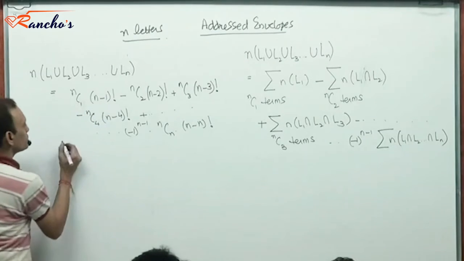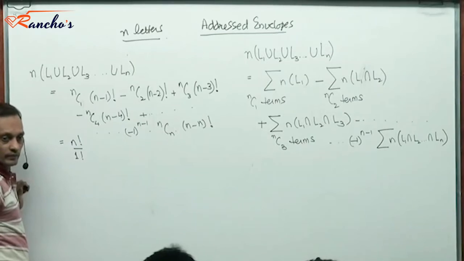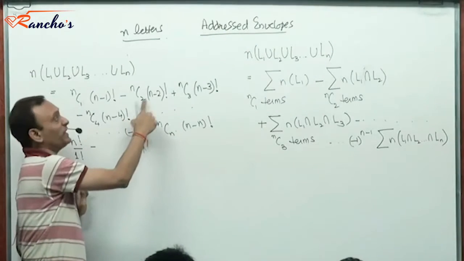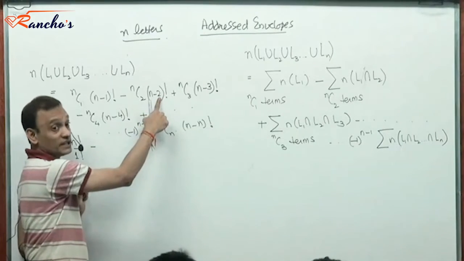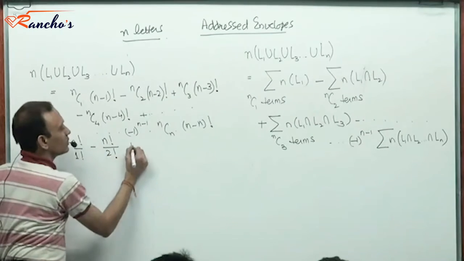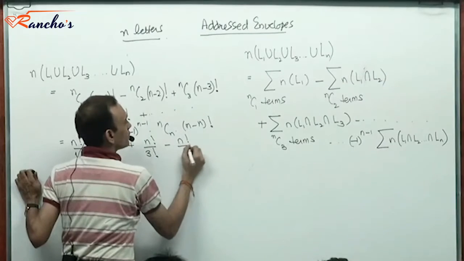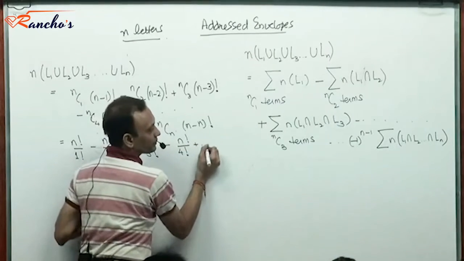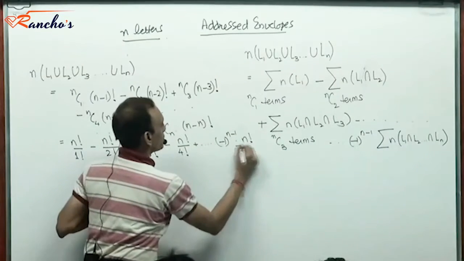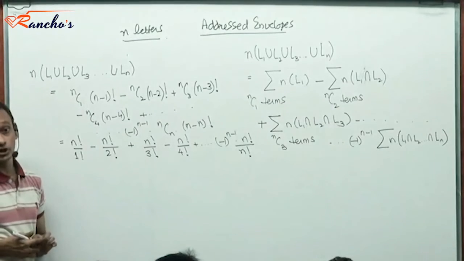Yes or no? So this would be like n factorial by 1 factorial, right? The second term, the n minus 2 factorial in the denominator would get cancelled with n minus 2 factorial sitting in the numerator there. So minus n factorial by 2 factorial. Similarly, n factorial by 3 factorial, n factorial by 4 factorial, minus 1 to power n minus 1, n factorial by n factorial would be the set of terms. Yes or no? Right?